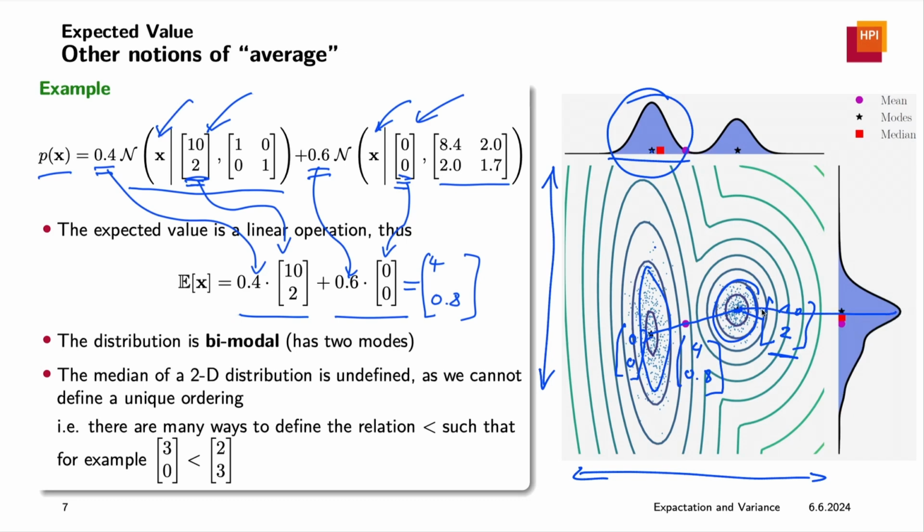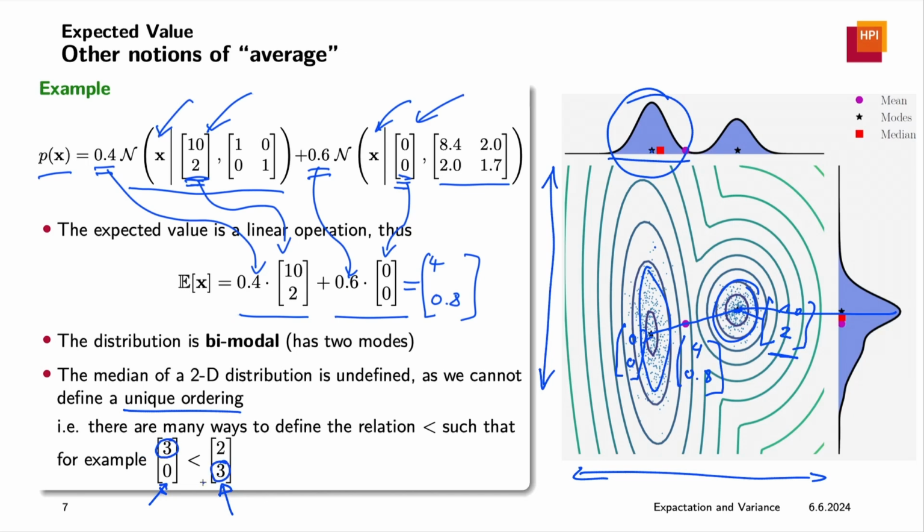How about a median? Well, for two-dimensional distributions, there is no clear median. Why is that the case? The problem is that we don't have a unique ordering. While for a single dimension we can always say whether a point is smaller or larger, that's not the case if we have two coordinates. For example, if we want to compare the points (3,0) and (2,3), it's unclear which one is larger or smaller, because this one is larger in the first component and this one is larger in the second component.